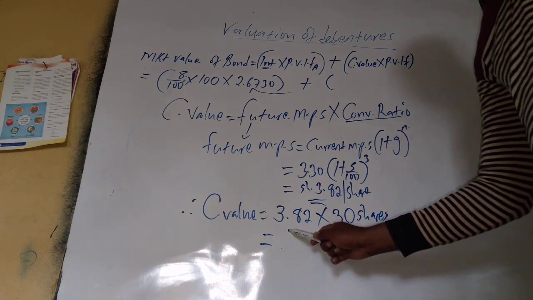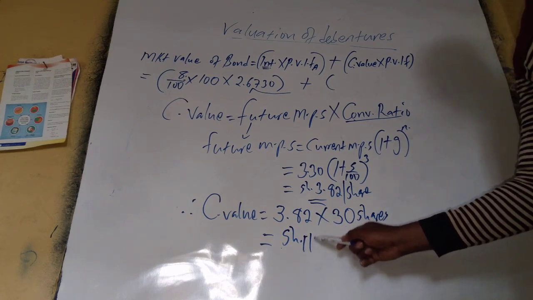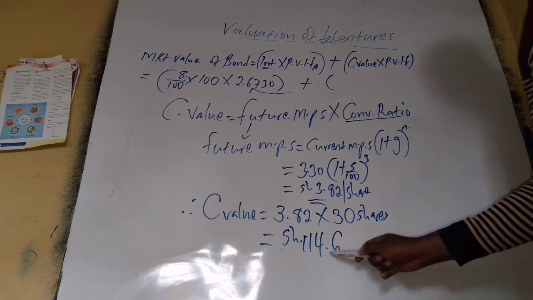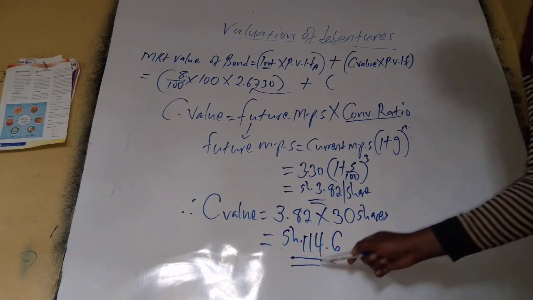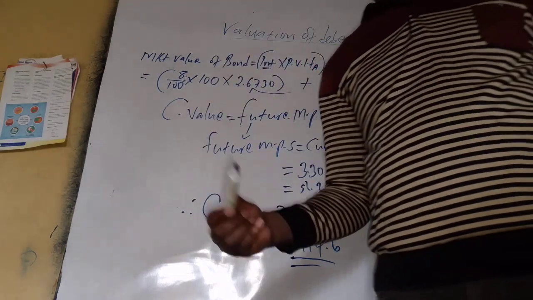If you do it accurately, tell me the answer. Shillings 114.6. Very true. This is the conversion value of the bond.